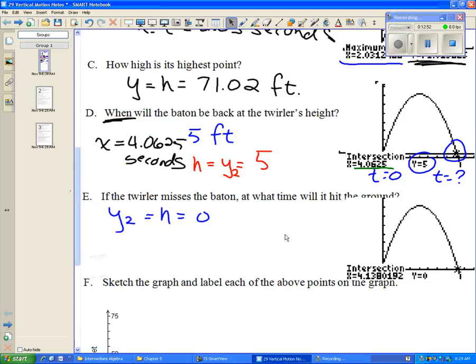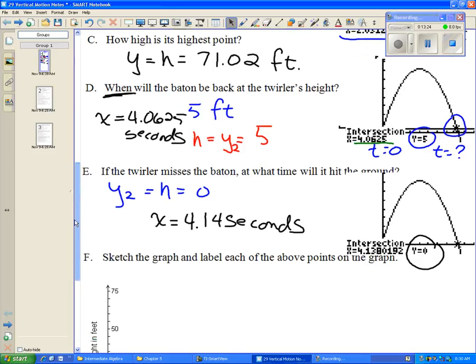And I get the baton hits the ground. Hits the ground is when y is 0. The baton hits the ground at 4.14 seconds. That's when it's going to hit the ground after it went up. It got to its maximum of 71 feet. It came down to 5 feet. It had taken 4.06 seconds. Now it hits the ground at 4.14 seconds.